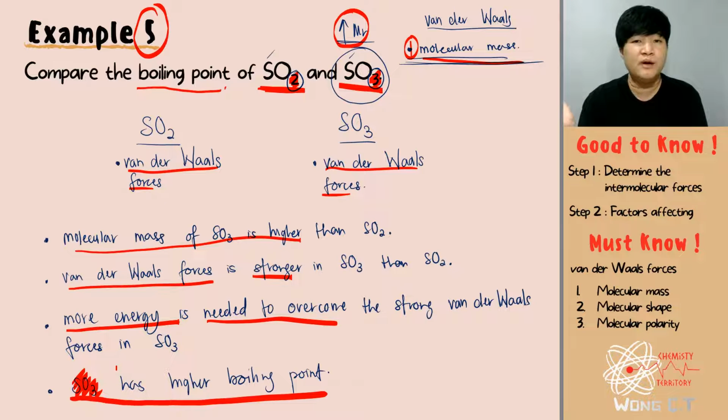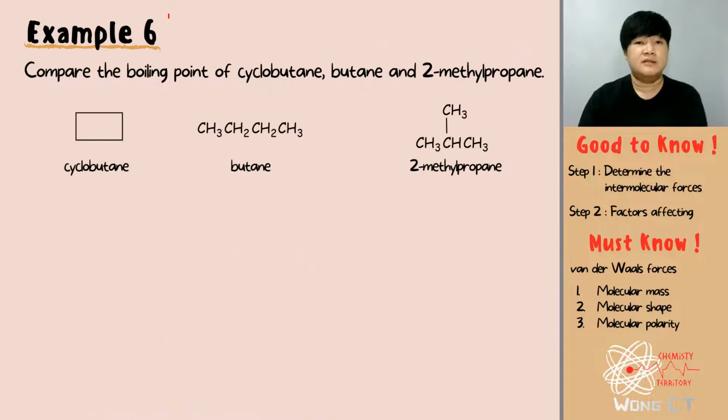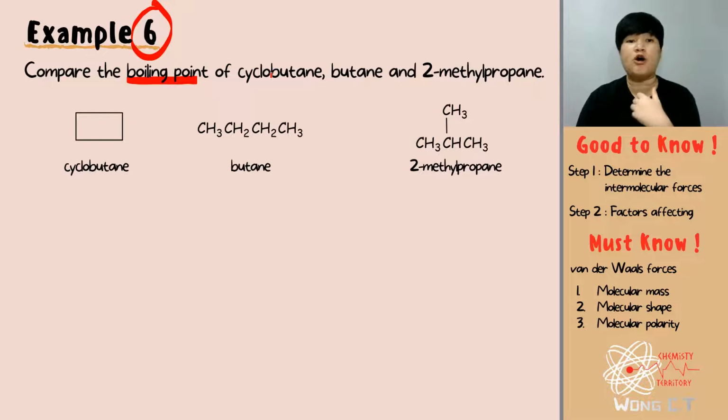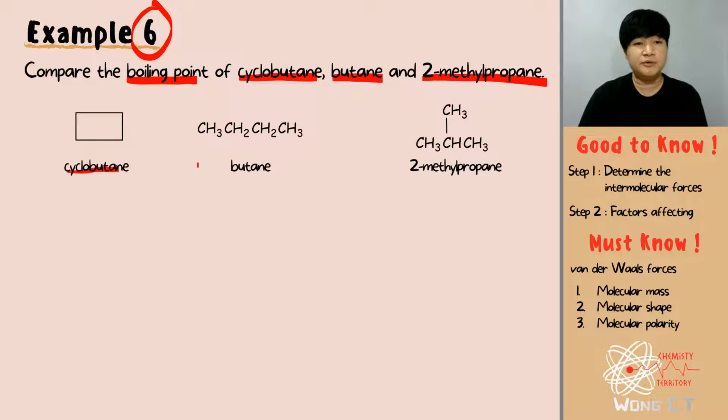As simple as that. Easy. Next, we are going to look at your example 6. We are still comparing the boiling point, but we are comparing 3 compounds: your cyclobutane, your butane, and also your 2-methylpropane. Okay? So that is how your cyclobutane, butane, and your 2-methylpropane look like.